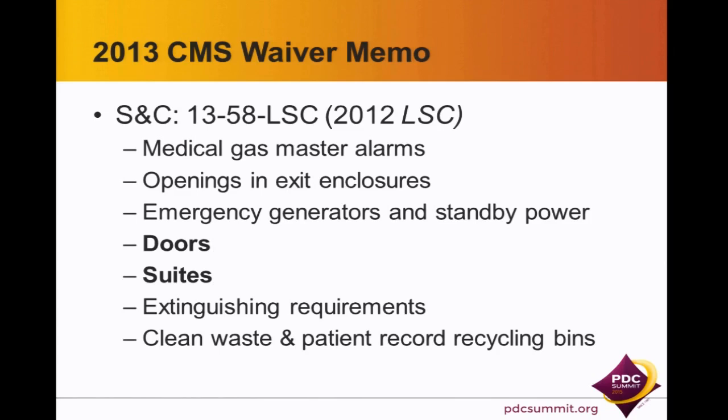The first few sections will be on the 2013 CMS waiver memo. This really is adopting the portions of the 2012 Life Safety Code. And we're going to focus on suites and on doors, specifically locking arrangements. So just get that frame of reference in your mind right now.